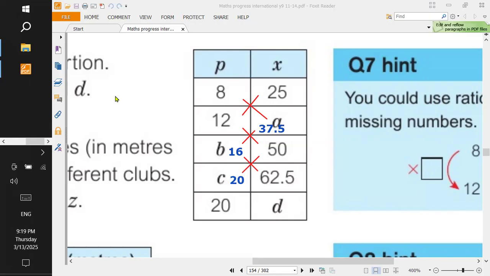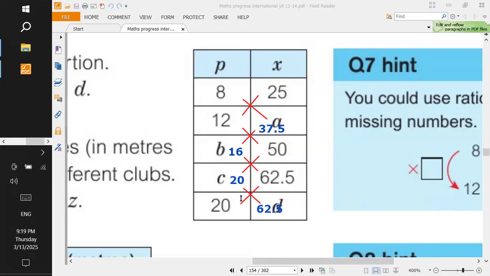And then the last one here, same idea. I'm going to do an x method here. Multiply 62.5 by 20, and then divide it by 20. And the answer is 62.5. So, as I said, you have to focus on the steps. Now, we're going to check again the steps to see if we have the right answers or not.